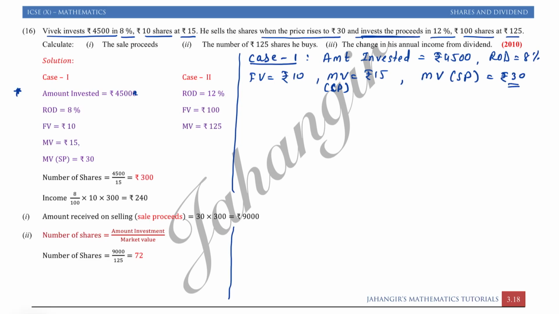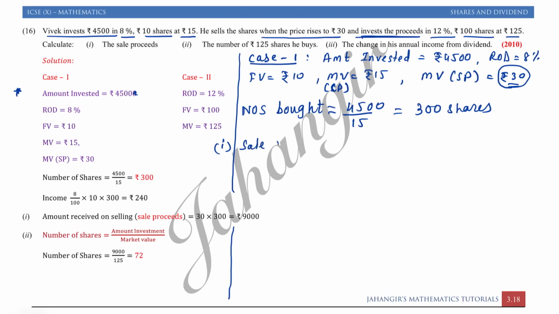So first we have to find the number of shares bought. Number of shares bought is the amount invested, 4500, upon 15. He bought 300 shares. Then he sold each share at a rate of rupees 30. So first we want to find the sale proceeds.